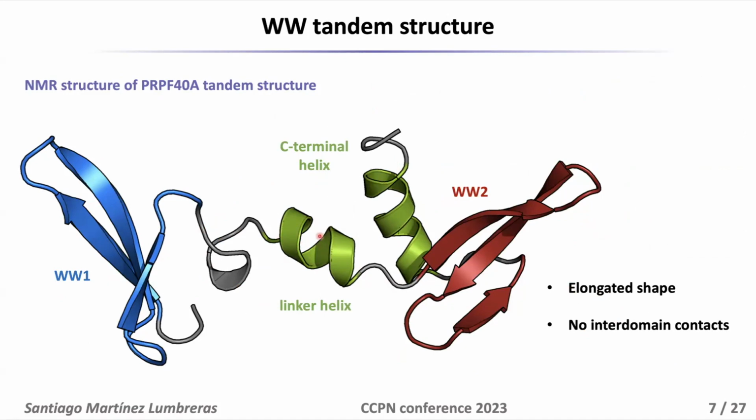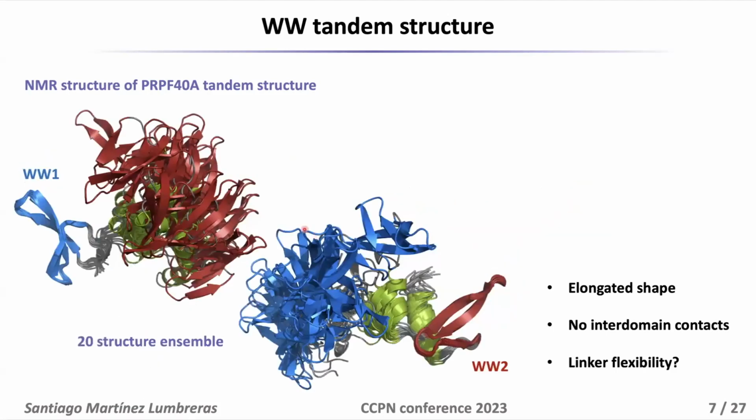We did not detect any interdomain NOEs. Therefore, when we analyze the ensemble of the structure, we have this situation. The relative orientation of one domain with respect to the other is not fixed. And this is mainly driven by the lack of data, okay? But this could reflect that there is some flexibility between the two domains. For that, we did more experiments.